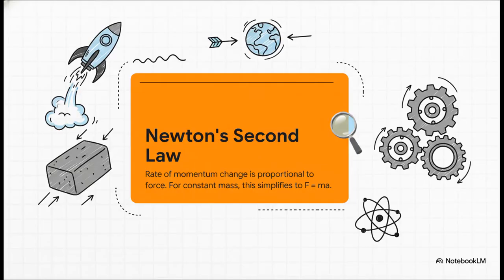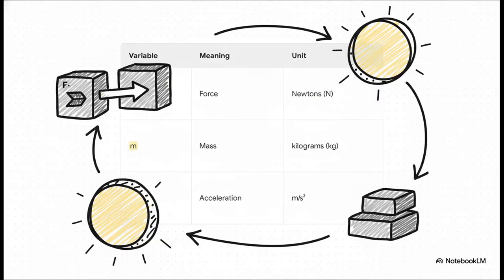Okay, so this is it. The big one. Newton's second law of motion. Now there's a fancy definition, but it all boils down to this iconic little equation. Force equals mass times acceleration. F equals ma. This simple formula is literally the key to understanding, well, almost all motion. So let's break that down real quick.